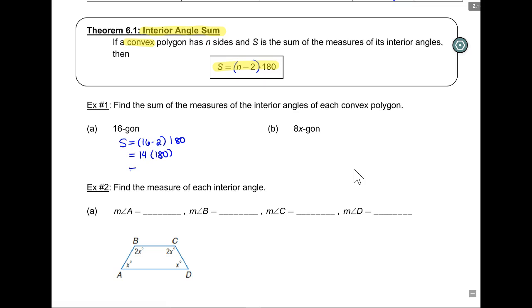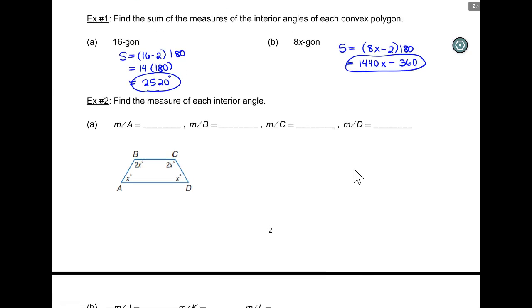So that gives us 2,520 degrees. Next one is an 8x-sided polygon, so it has a variable. So that's fine. We're just going to put (8x minus 2) times 180. And the only thing we could really do here is just distribute. So we're going to take 8x times 180, so that's 1,440x minus 360. And we can't combine those because we don't have like terms.